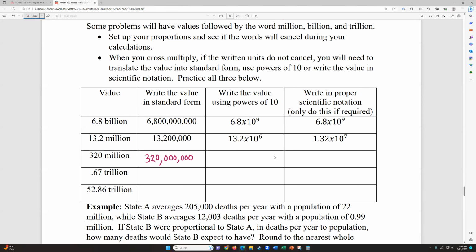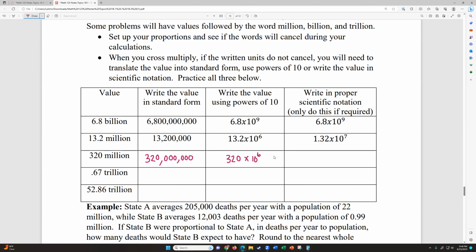Now, if I write this number directly as they've given it to me, that would be 320 times 10 to the 6. That's not proper scientific notation. It's just writing it using a power of 10 by using the word million as 10 to the 6. We talked about that a little bit in class and in one of the video parts.